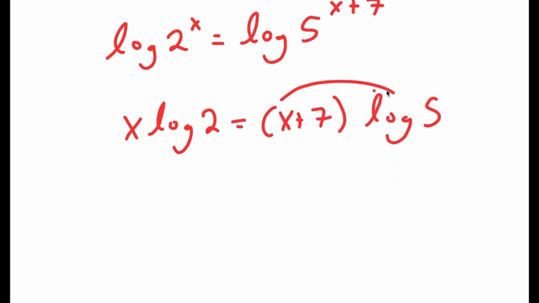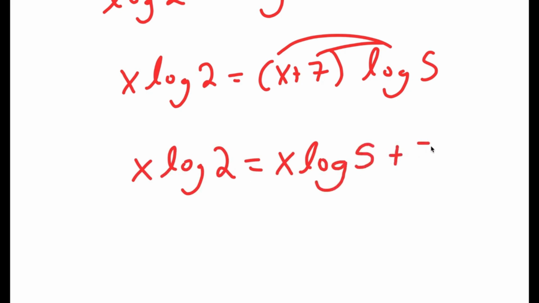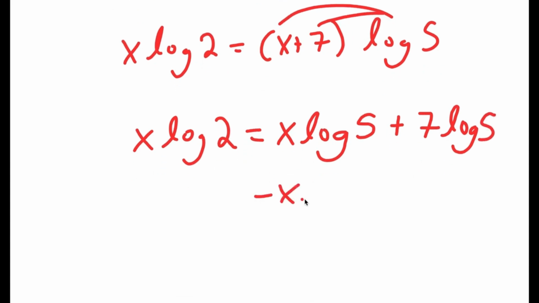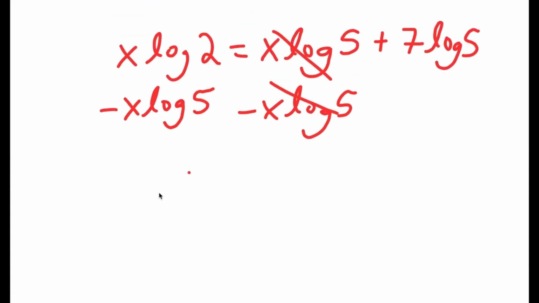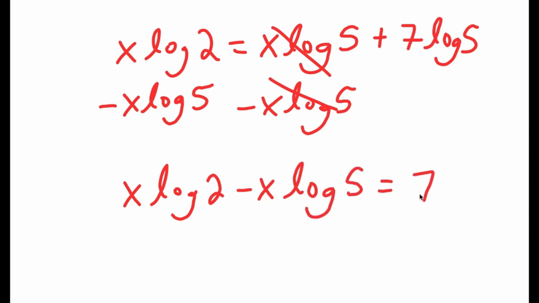And now if I distribute the log 5, I get x times log 2 is equal to x times log 5 plus 7 times log 5. Now if I subtract x times log 5 on both sides, these two cancel out and I get x times log 2 minus x times log 5 is equal to 7 times log 5.